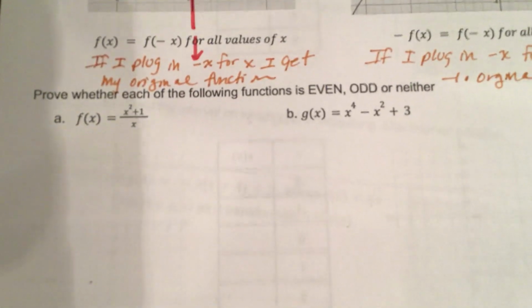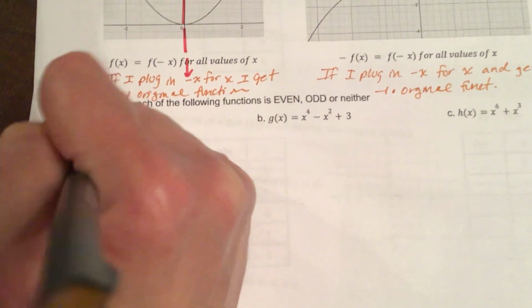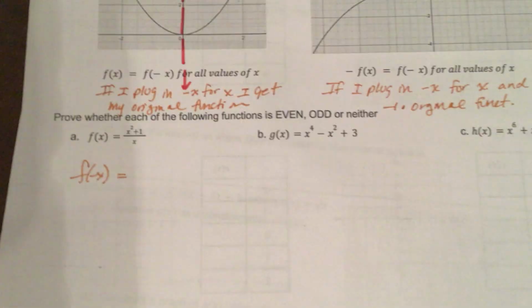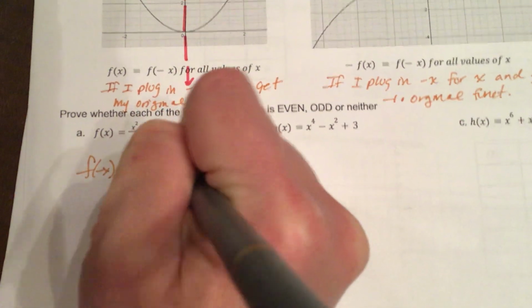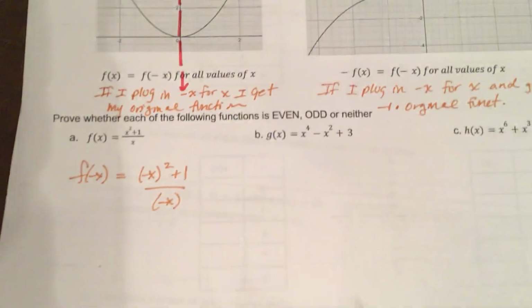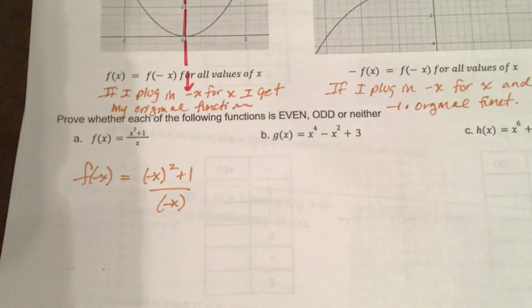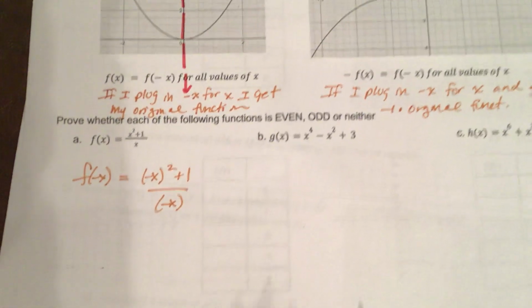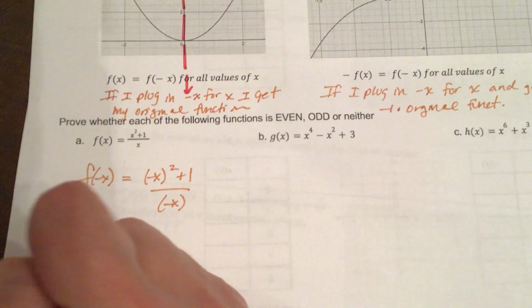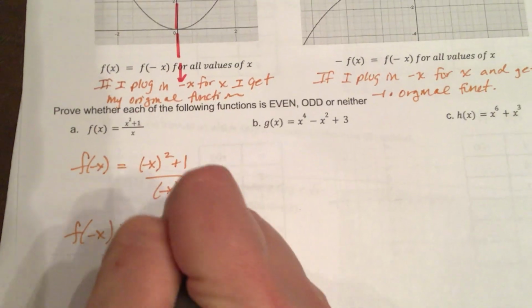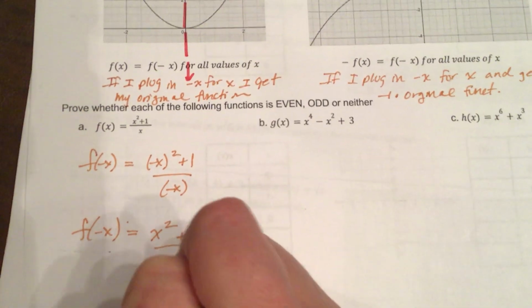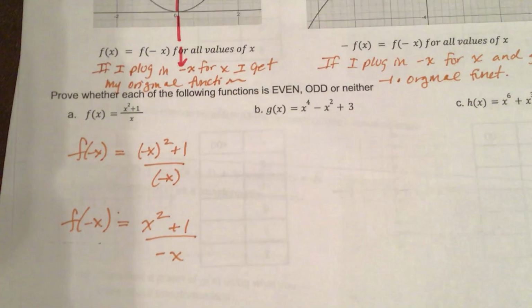So let's do this. The first example is f of x equals x squared plus 1 over x. I'm going to plug in negative x for x, so wherever I see x, I plug in negative x. So I get negative x squared plus 1 over negative x. Every place you see x, you're substituting in negative x. Then let's simplify. Negative x squared is just x squared, because a negative squared is always positive, and this is negative x.